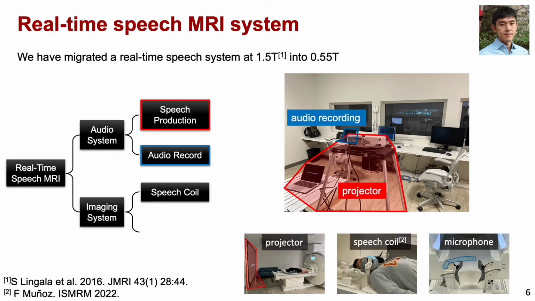Also for the imaging system, we have built a speech coil. The speech coil is very flexible, and the coil elements can be adjusted to be very close to the region of interest, which will greatly improve the SNR when compared with Siemens' head and neck channel. A detailed evaluation of this speech coil will be presented at this year's ISMRM. And for the imaging part, we use a real-time interaction and control system called Artichoke to control the scan and receive the data.